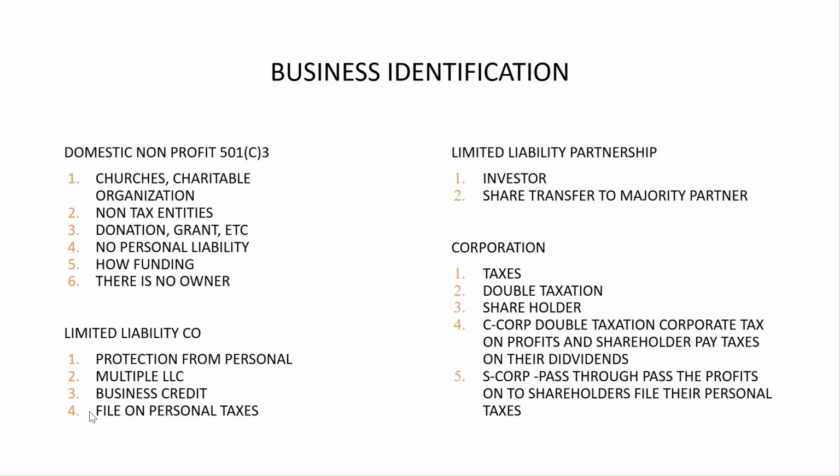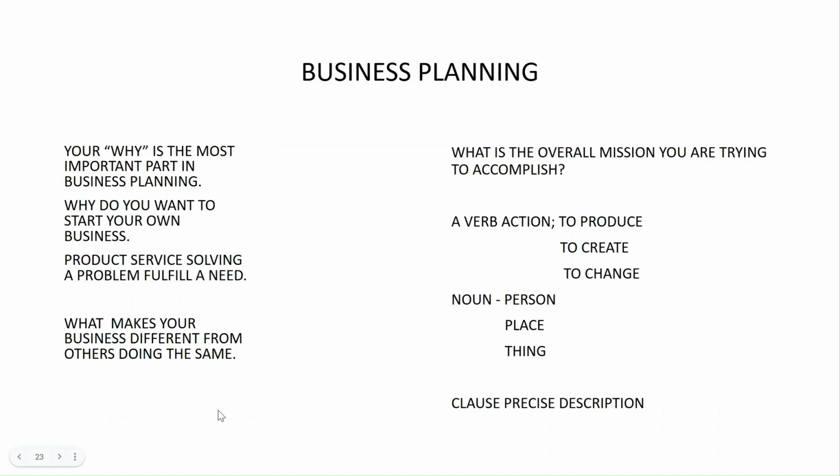So C corps have double taxation. They pay corporate tax on the profits, and then the shareholders pay a tax on their dividends. So everybody gets a little tax at the end. Now with S corps, there's what they call a pass-through. They pass the profits on to the shareholders so they can avoid paying the corporate tax, and then the shareholders file taxes on the dividends on their personal taxes. So it's a pass-through. Make sure you understand those rules and how those taxes work.